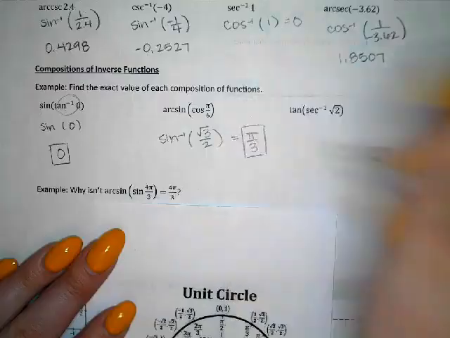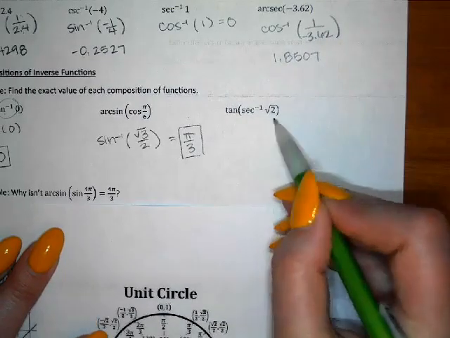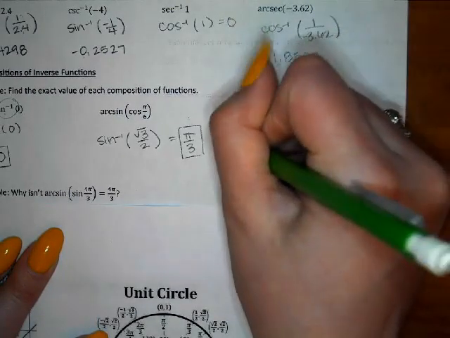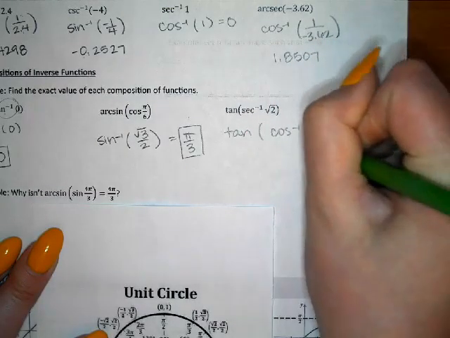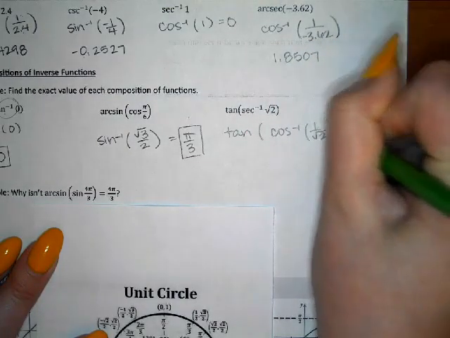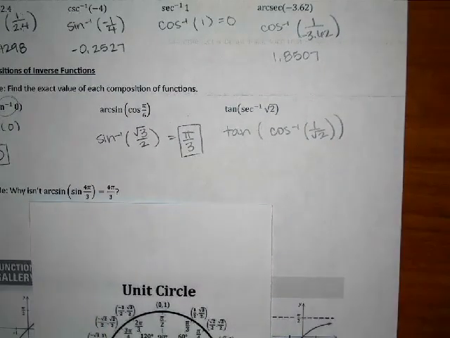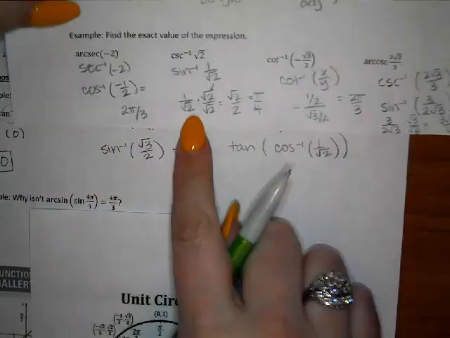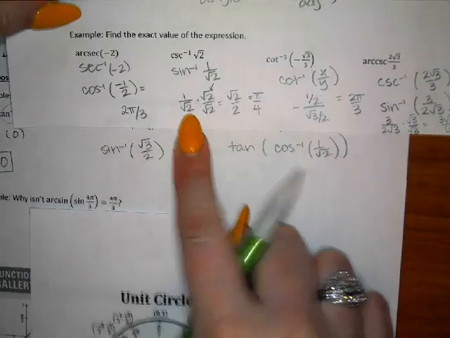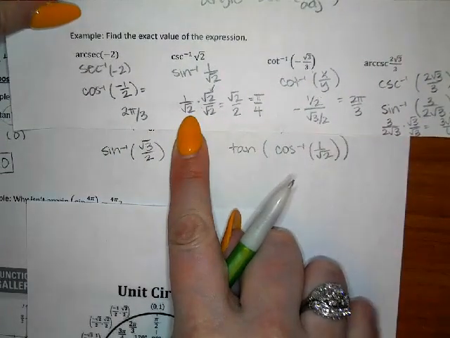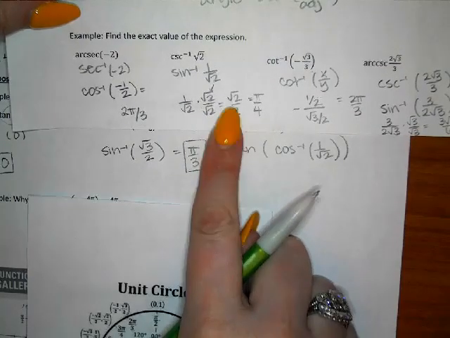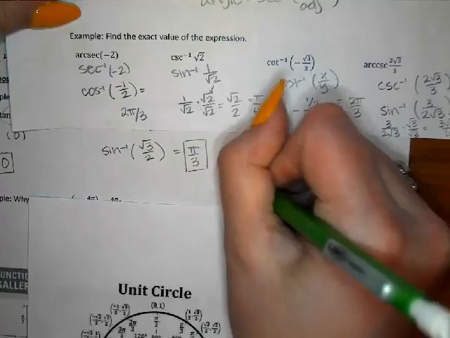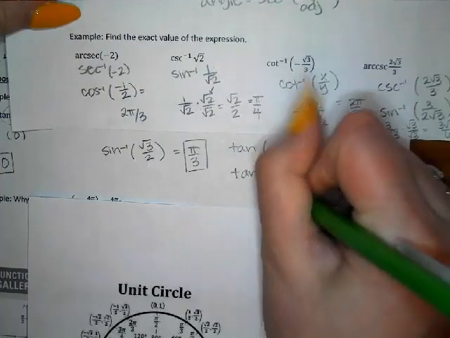Tan of secant inverse of root 2, so this is going to be tan of cos inverse of 1 over root 2. And I think we did this on the notes already. Not this exact problem, but we worked with this fraction. So we said this fraction does not show up on the unit circle. You have to rationalize the denominator. And when you rationalize the denominator, you get root 2 over 2. So this is tan of cos inverse of root 2 over 2.